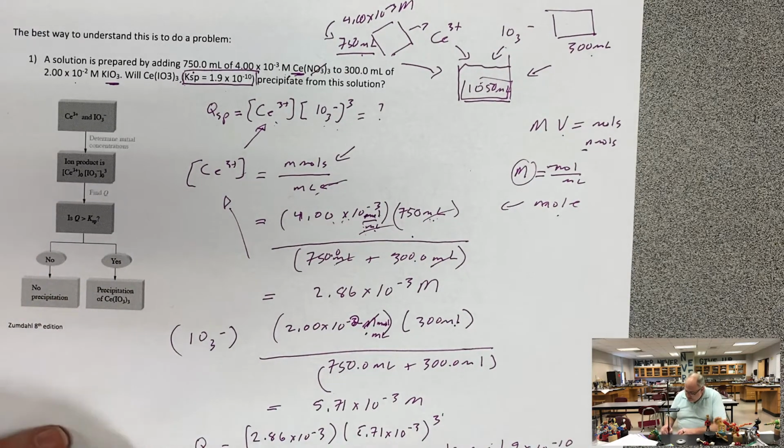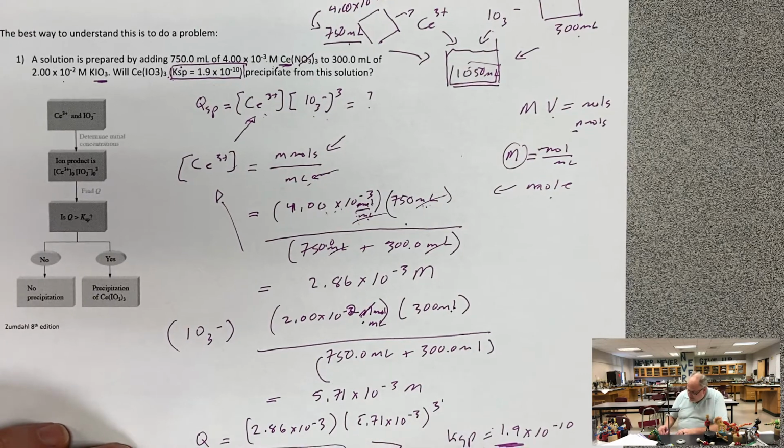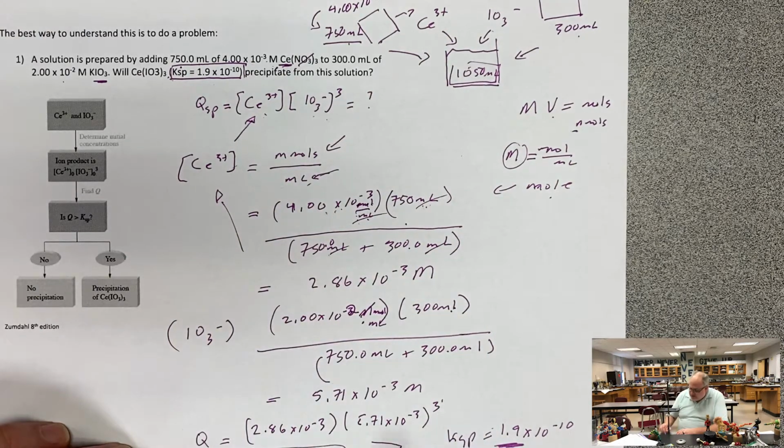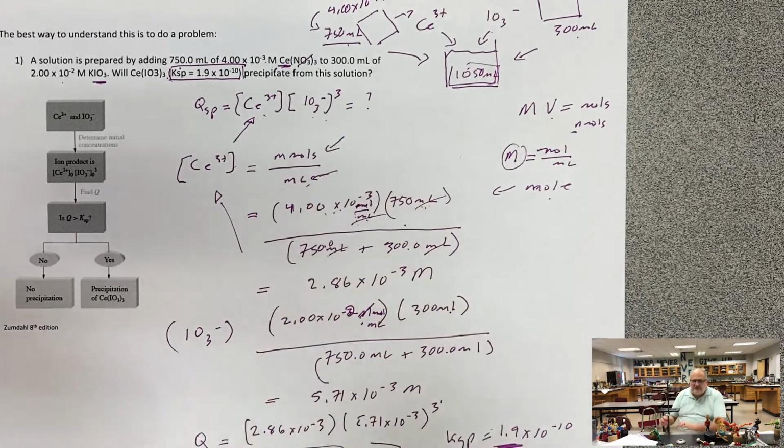And because of that, our Q being bigger than our Ksp, it means we have more product in our solution, if we take a look at our overall Q value here, than we should, which means that a precipitate will definitely form. So in this case, we definitely have a precipitate that is forming.